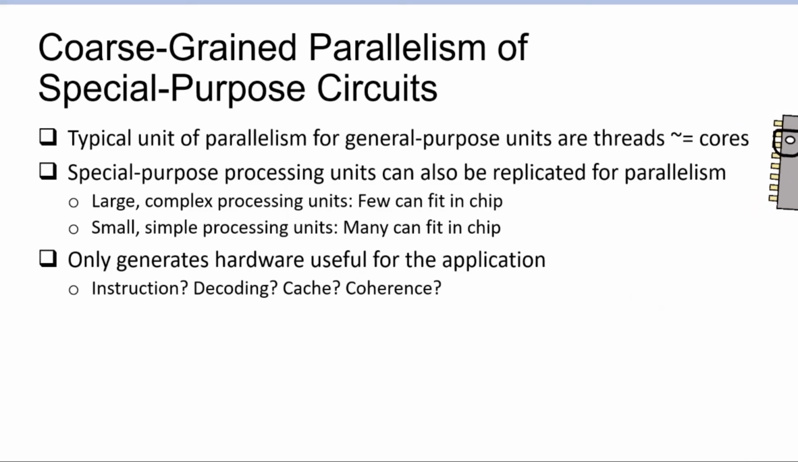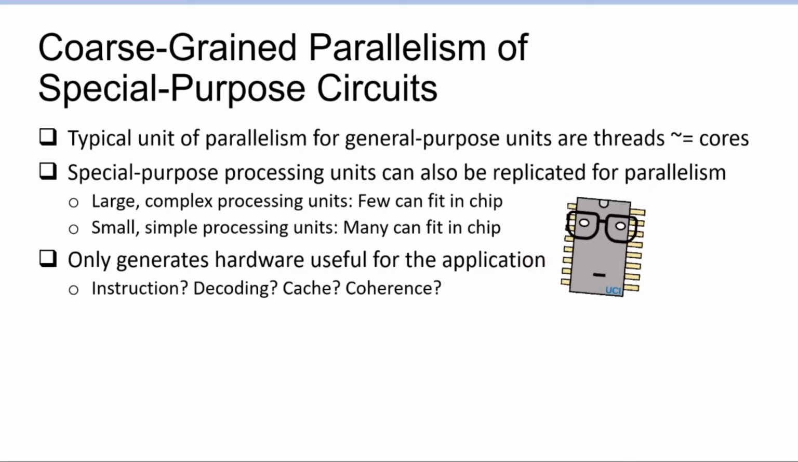Units of coarse-grained parallelism for general purpose processing units are threads, which are kind of coarse. I say kind of coarse because there are things like hyperthreads as well. But parallelism comes from more cores, pretty much. And special purpose processing units, like the pipeline implementation we saw just now, can also be replicated for parallelism. If you have large and complex accelerator modules, maybe few of them can fit on a chip. If you have very small, very simple processing units, then many can fit on a chip.